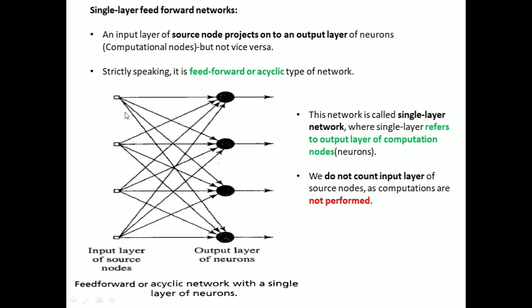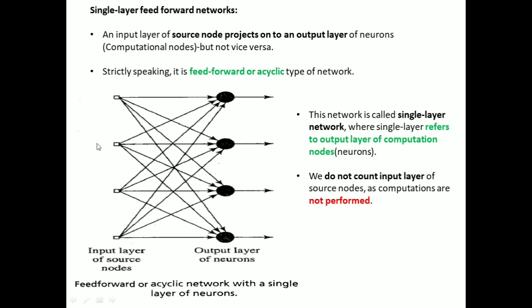So here we have an input layer, which is called a source node, and these source nodes project onto the output layer here. So these are the output layers. If you see in the diagram here, you can call them the input layer of source nodes. Okay, here you are going to call them the output layer of neurons. You are not calling them neurons in the input layer, because no computation is done there. The computation is done only in the output layer here. So that is the reason this particular layer, the input layer, cannot be counted. Okay, for this reason this network is called only a single layer network, where the single layer refers to the output layer. So here we are getting the outputs of these particular neurons.